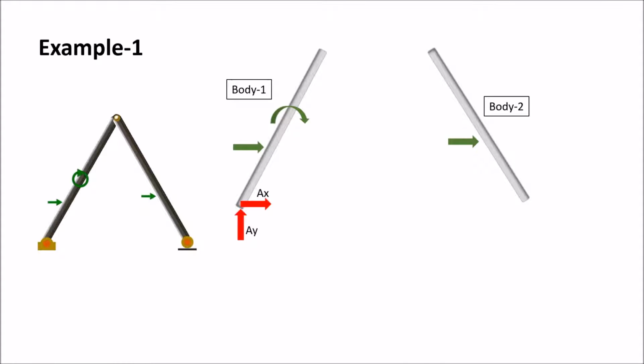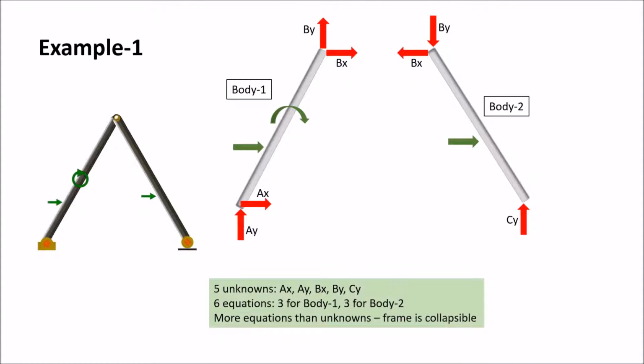So if we take a look at our reaction forces, we'll have reaction forces at the pin connection on the bottom left, reaction forces between the pins connecting the members, and a reaction force going upwards at the roller. Now, upon close inspection, we see that we have 5 unknowns, being AX, AY, BX, BY, and CY, and 6 equations. So we have 3 that can solve in body 1 and 3 for body 2. So in this case, we have more equations than unknowns, and this signifies that the frame is collapsible.